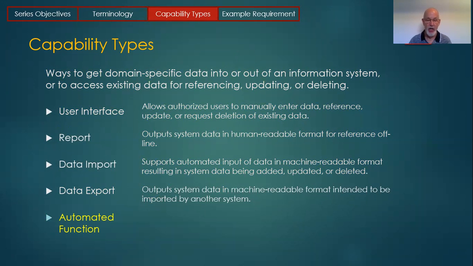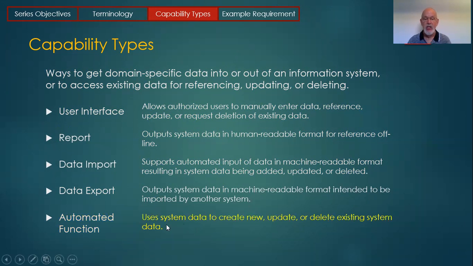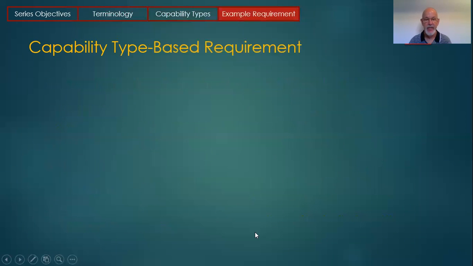Lastly, we have what I call an automated function. So this is fully automated. It uses system data to create new data, update existing data, or delete existing system data. So this is neither coming in nor going out. This is internal to the system. And it is producing data. It's creating new data within the system. So batch jobs are examples of automated functions, and we'll see examples of that. Okay, so those are the 5 capability types. Again, the rest of this series in the seminar is going to use those capability types to help us get quality requirements. Let's see what a requirement looks like that uses that.